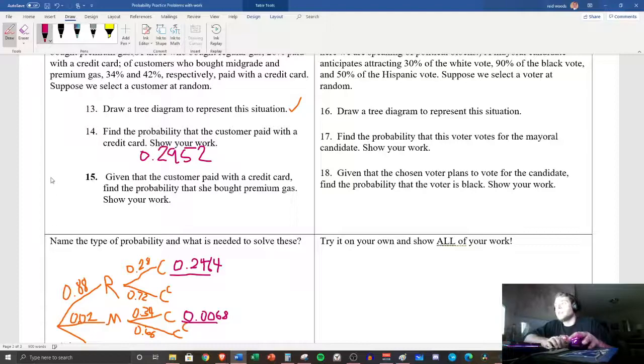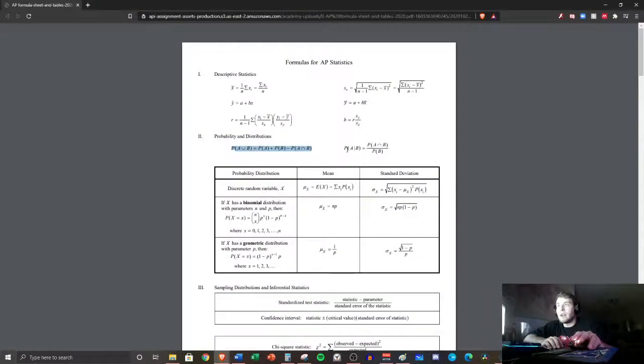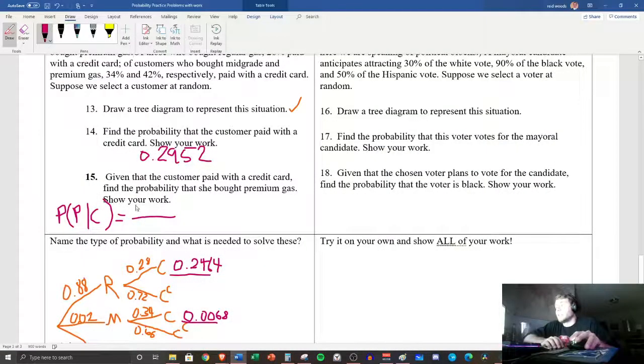Okay, given that the customer paid with a credit card, find the probability that she, or he, I guess, bought premium gas. So we're going to write this up. Given that they paid with a credit card, what's the probability that they bought premium gas? So we're going to write up our formula. Again, AP, you have this formula right here. You do not. So this is the probability of premium and credit card over the probability of a credit card.